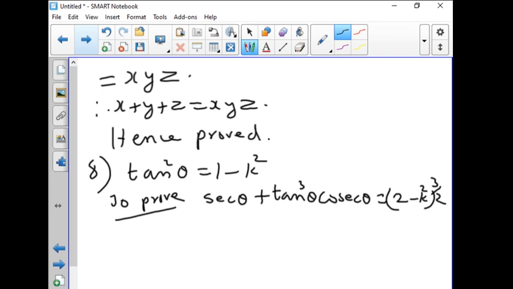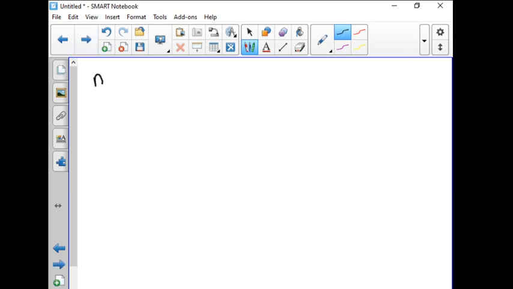Now, what is given? Given tan square theta is equal to 1 minus k square. So add 1 on both the sides.